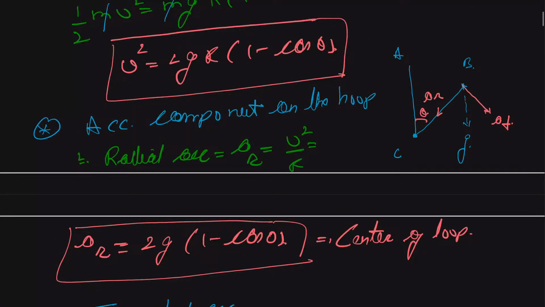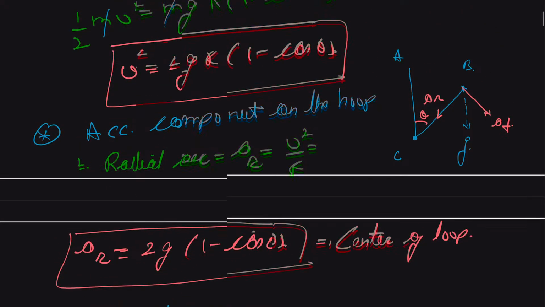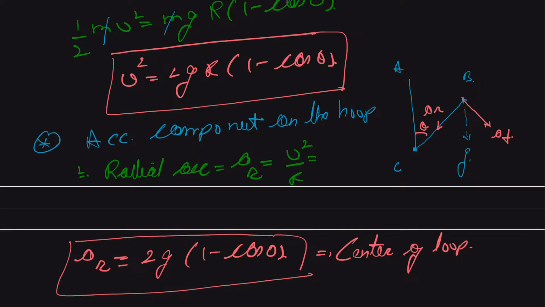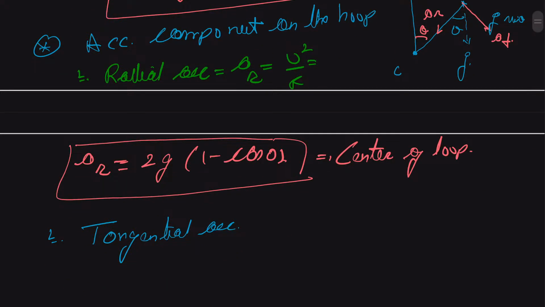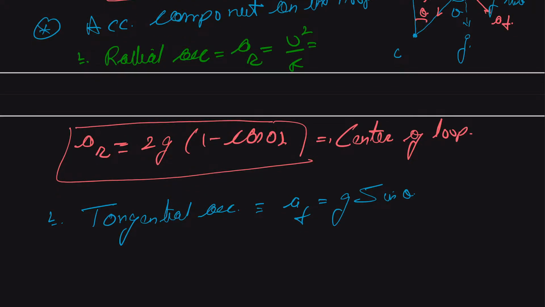And for tangential acceleration, we can divide this g into two components. So this angle will be theta. So we are going to get this as g over sine of theta. Therefore, we can say that tangential acceleration, that a of t, will be equal to g sine of theta.